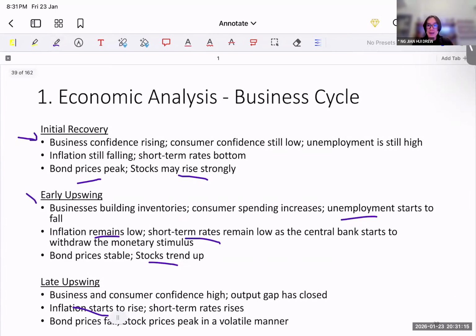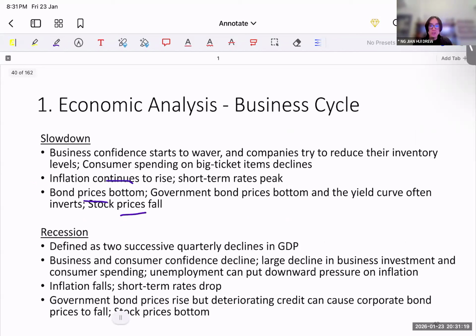Construction, okay. So the slowdown, okay. More slowdown, yeah. Potentially, yes. We can argue there's a slowdown. Yeah, inflation is lower. So initial recovery for Singapore, yeah.